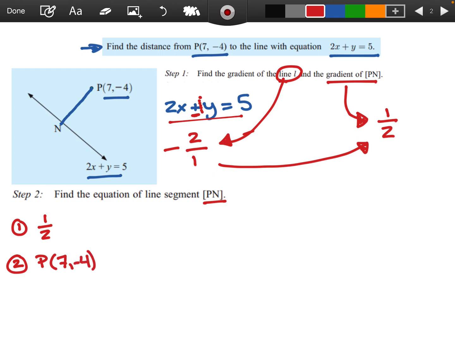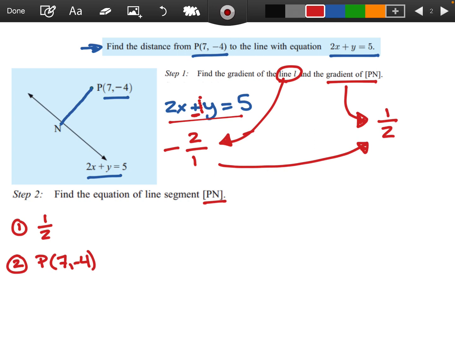So once I have those two pieces of information, then I have that sort of menu of methods for how to figure out the equation. So I could use the gradient formula. I could use plugging it into slope-intercept form to solve for c. I could use plugging it into general form. You have some choice here, but you need to consider what form you want this to be in.